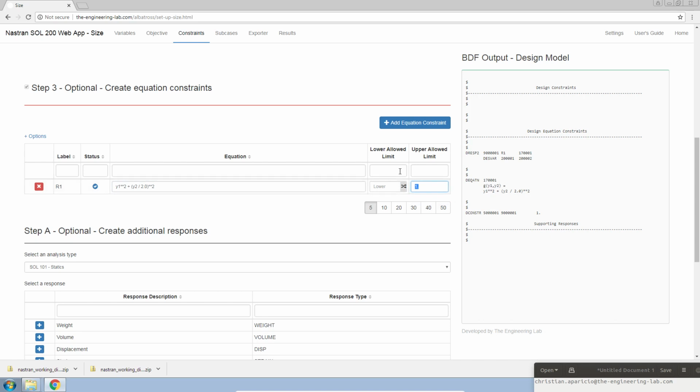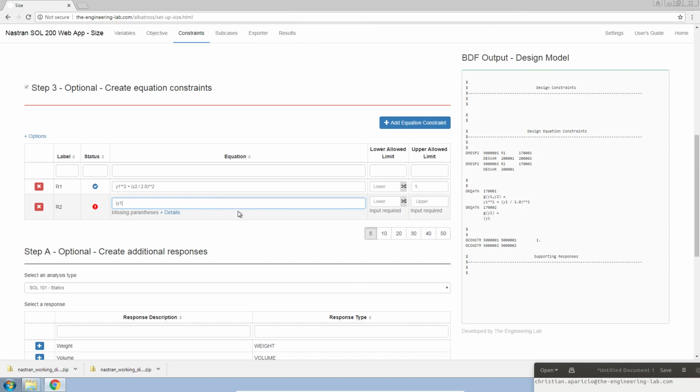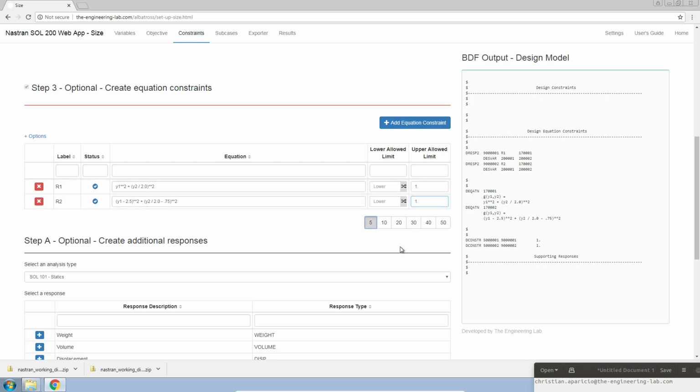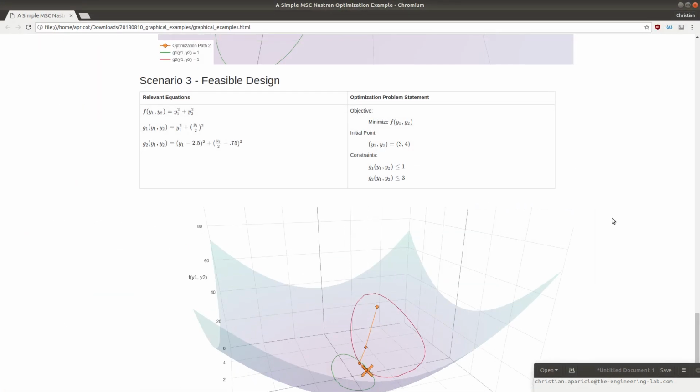Let's go ahead and create the second equation constraint for G2. And here we'll go ahead and type that in. Let me go ahead and see where my plot is. So here the equation is (y1 minus 2.5) squared plus (y2 divided by 2 minus 0.75) squared. And then again, the upper bound for the inequality is 1. So this is representing the two ellipsoids that you see here.